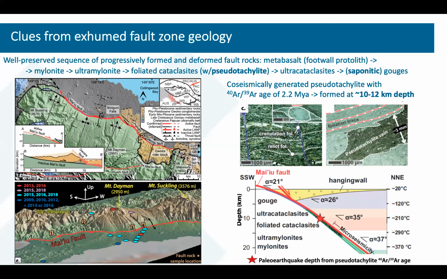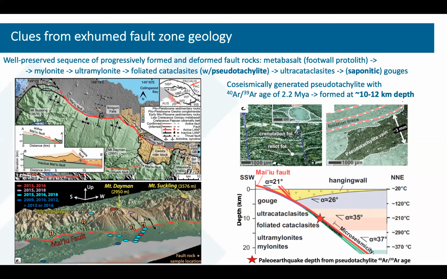Okay, next we're going to transition to just talking a little bit about the exhumed fault zone geology, which gives us a few more clues about the style of slip here. I know there's a lot on this slide, but I just want to point out the sampling location. So our colleagues at Victoria sampled exhumed fault rocks from all of these locations. You can see them relative to our GPS sites as well.